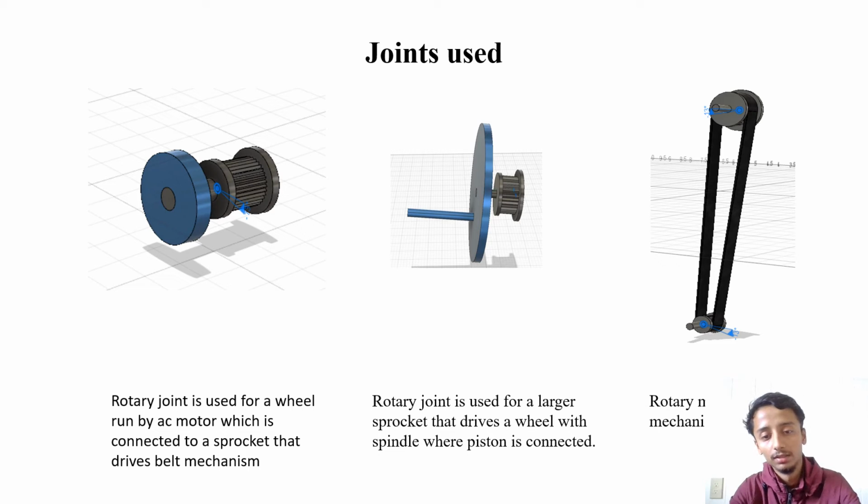And second, we have used the rotary motion in the larger wheel and larger sprocket, and also in the belt mechanism. The smaller wheel acts as a driver wheel and the larger wheel acts as a driven wheel where the belt is used to convey the motion.